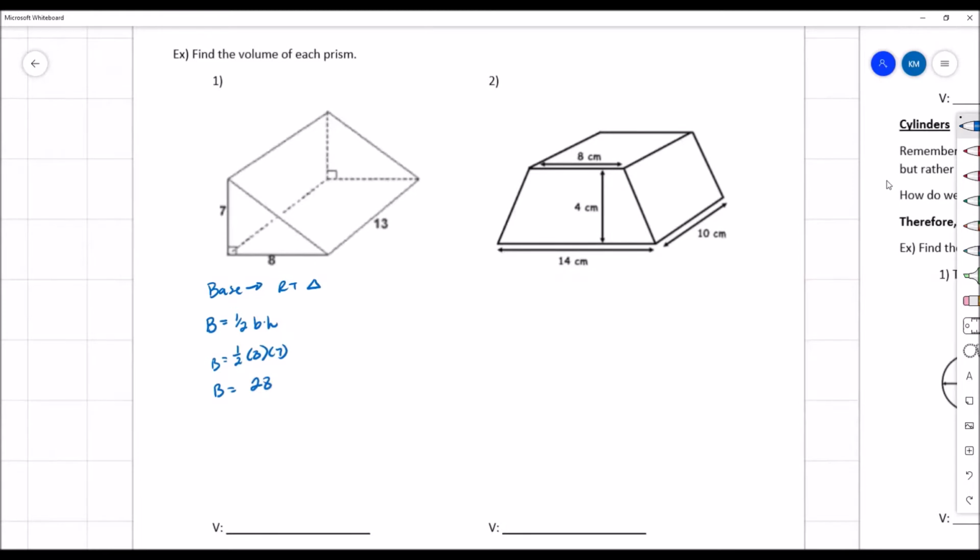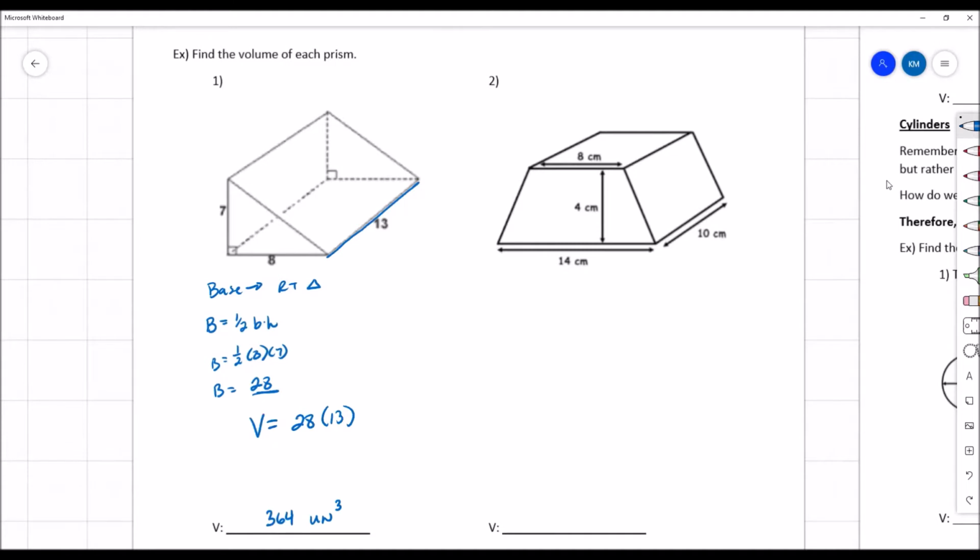Okay, we can find our volume by doing B times H. So the area of our base is 28. The height of our prism, remember height is the distance between the bases. Okay, so it's 13. And so 28 times 13 gives us 364 units cubed. We're talking about the occupied space. It's a cubic unit in 3 dimensions.